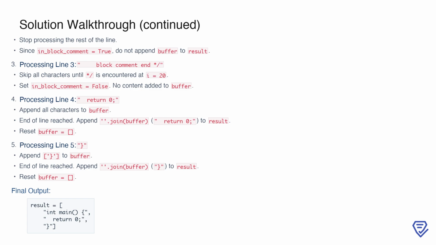Moving on to the fourth line, we add all characters to the buffer, as it contains valid code. At the end of the line, the buffer is converted to a string and appended to the result. The buffer is then reset.